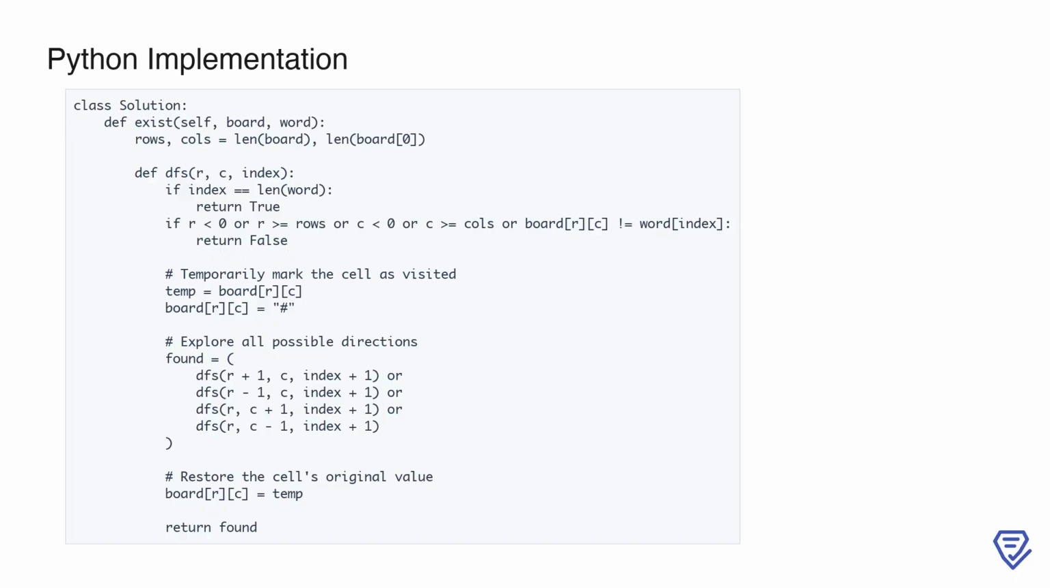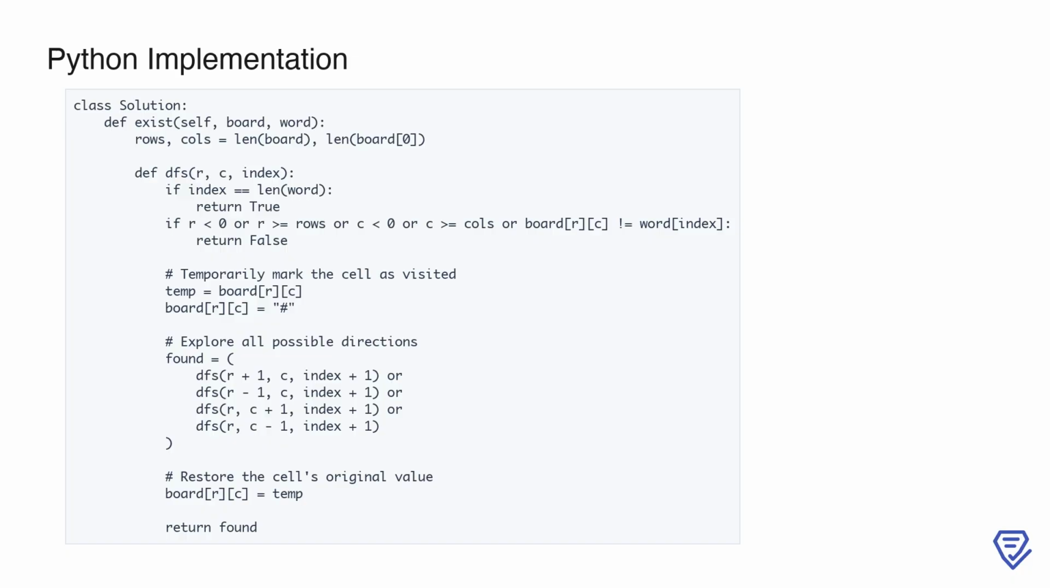Next, we handle the boundary conditions by ensuring the row and column are within bounds and that the current cell matches the character at the given index in the word. If any of these conditions fail, we return false. To avoid revisiting the same cell, we temporarily mark it as visited by storing its value in a variable temp and replacing it with the hashtag symbol.